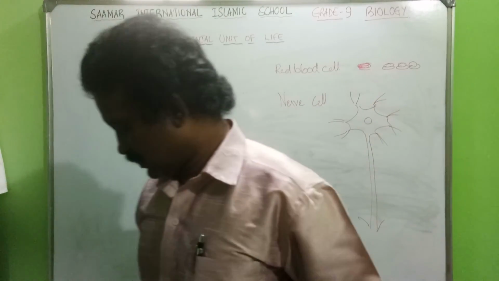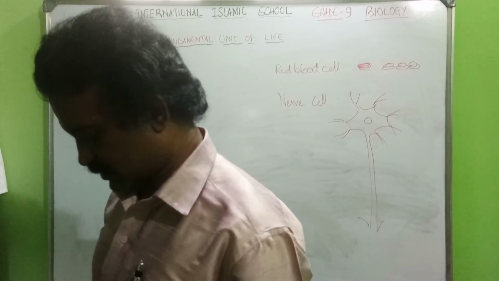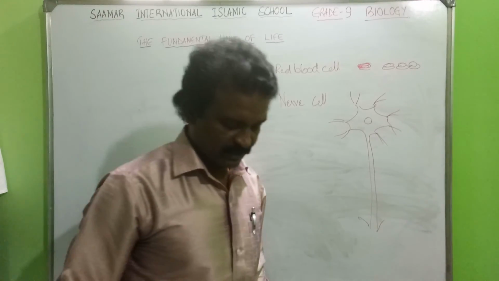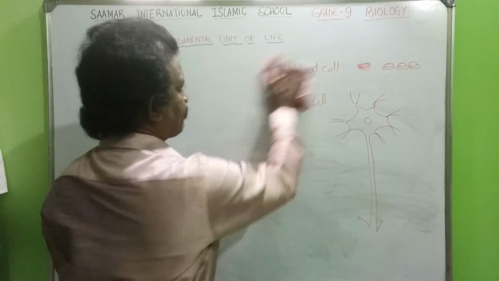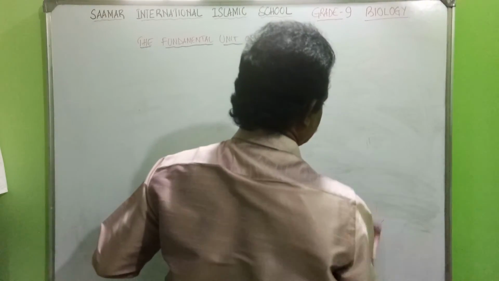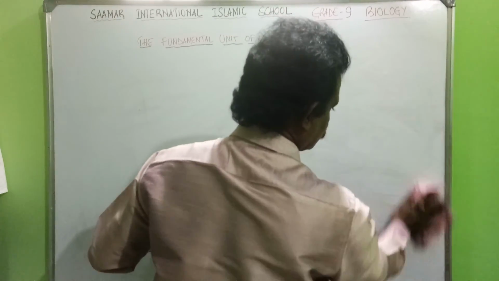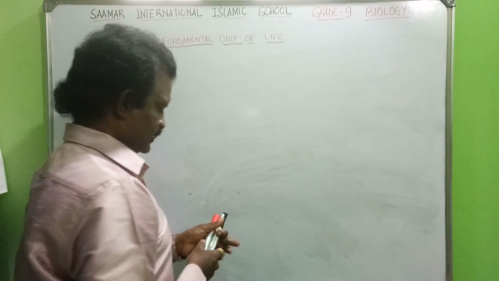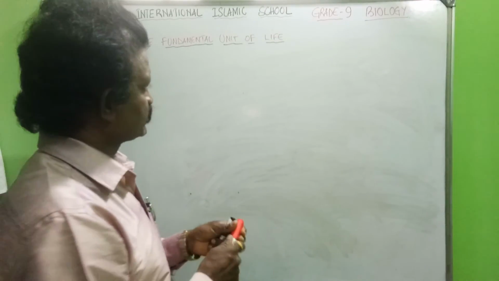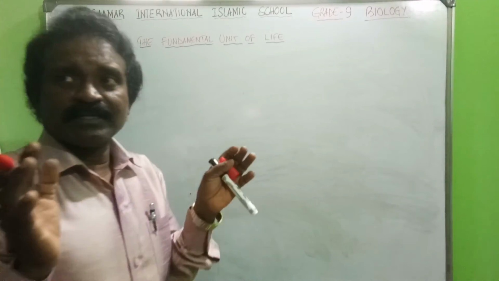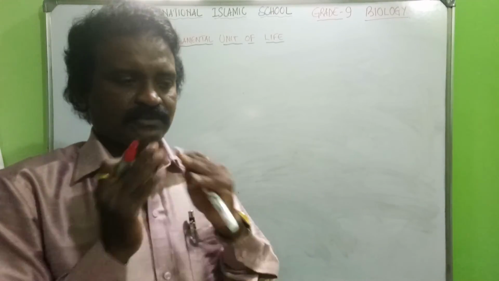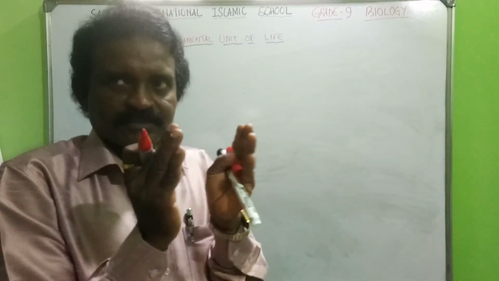Now we learned about what is cell membrane, and we learned what is cell wall. Next class we will study one by one. Cytoplasm we'll study. In the cytoplasm, movement of molecules takes place. Now, if the plant cell shrinks, that means water is thrown out from the cell. The plant cell shrinks.